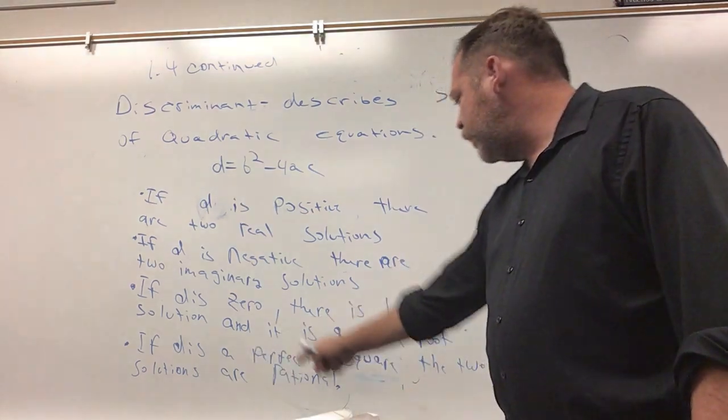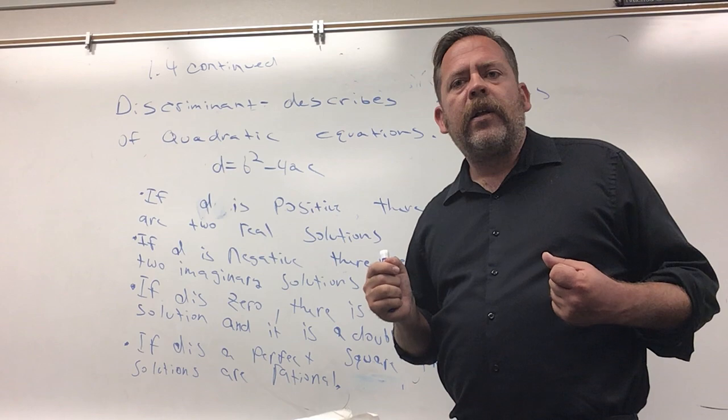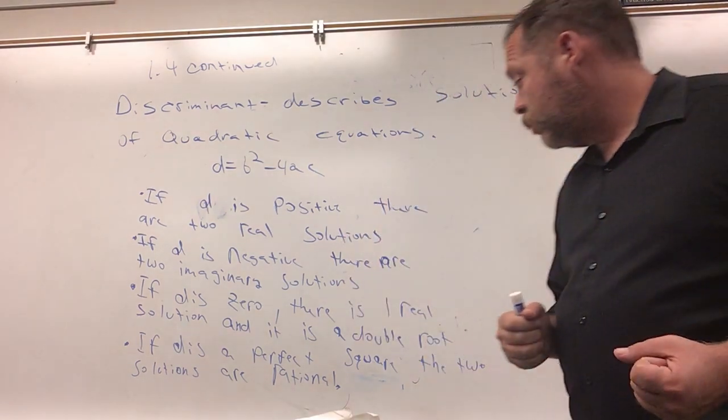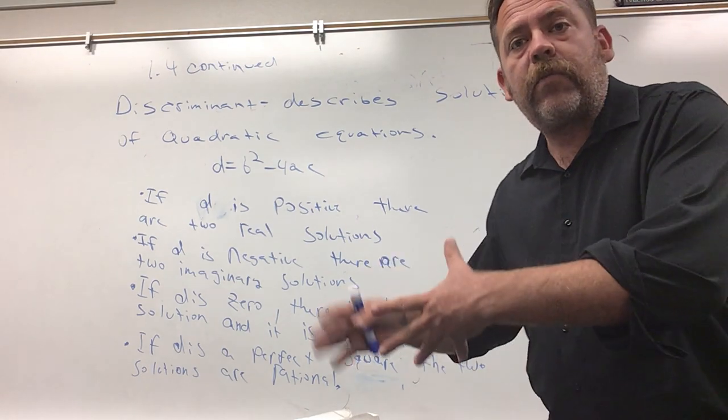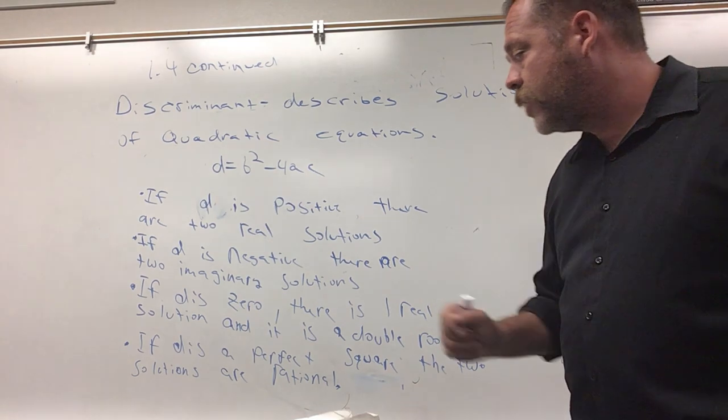And this last one says, if the discriminant is a perfect square, then the solutions are rational, meaning they're not a radical number. The radical will go away. So if D is a perfect square, the solutions are rational.